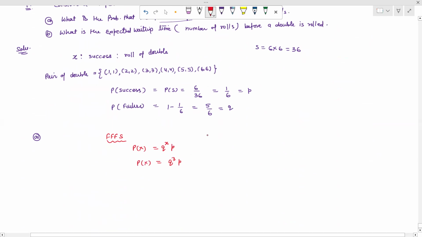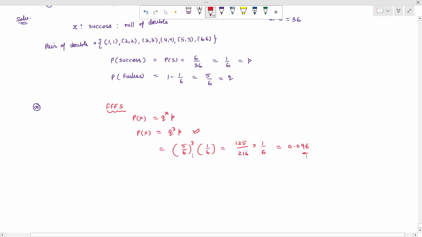So this will be flexible on the basis of the question; this is the probability mass function of the geometric distribution. So now we can put the values. Q is 5 by 6, whole to the power 3, into probability p, which is 1 by 6. So this can be written as 5 times 5 is 25, 5 times 25 is 125, upon 6 times 6 times 6, which is 216, into 1 by 6. So we can calculate that this probability is approximately 0.096.